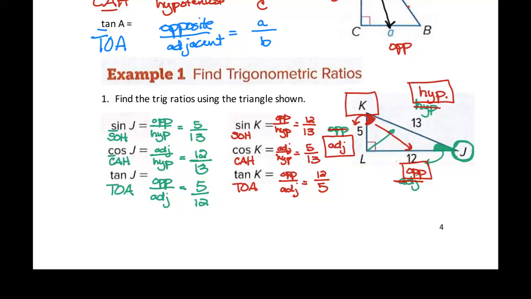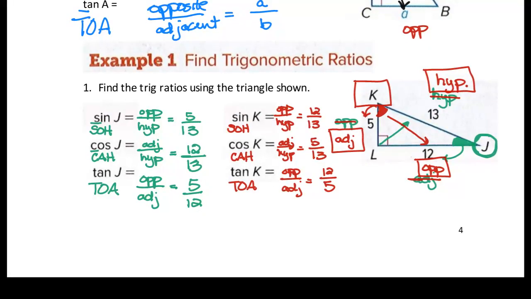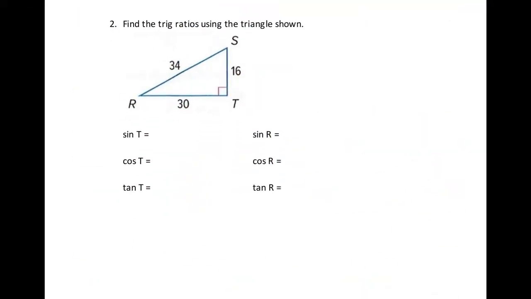So with trig ratios, you never use the right angle, and your adjacent and opposite sides are going to change depending upon which angle you are using. The hypotenuse should always be the same. Any questions about that example 1? Okay, we are laying down the foundation of these trig functions, okay? Let's turn the page.